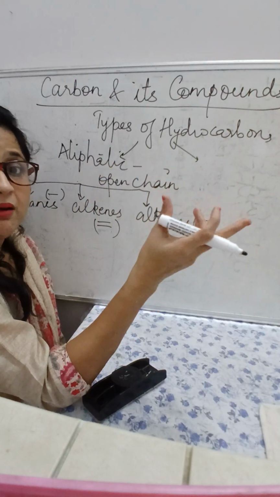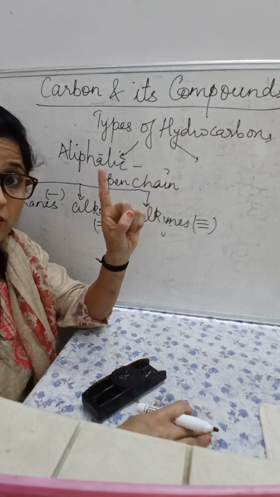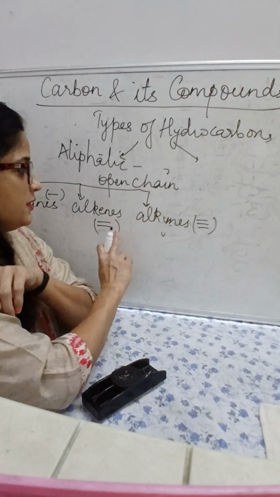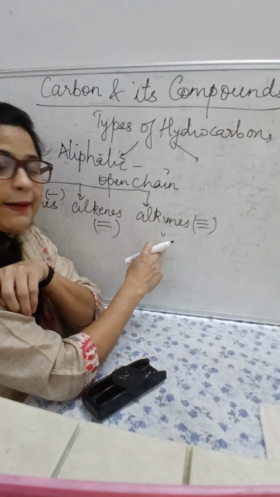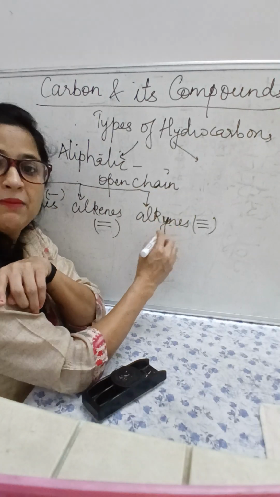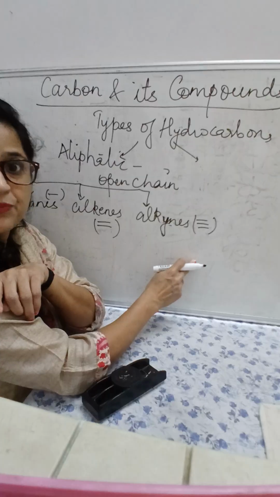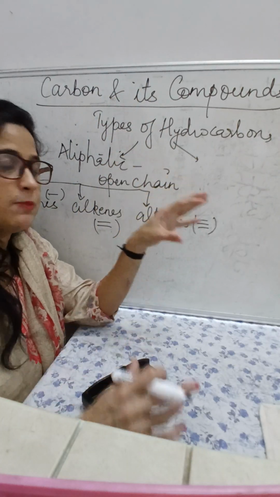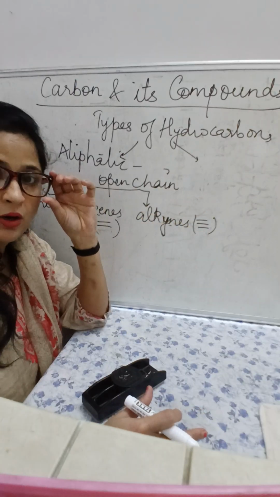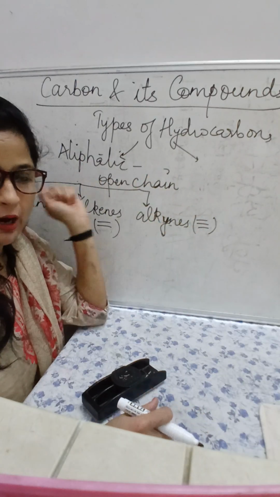So these are aliphatic open chain compounds. It can be a single bond, when we call them alkanes. It can be a double bond, when we name them alkenes. It can be a triple bond, when we name them alkynes. Now I am going to explain the nomenclature: how are we supposed to name these open chain or aliphatic hydrocarbons?